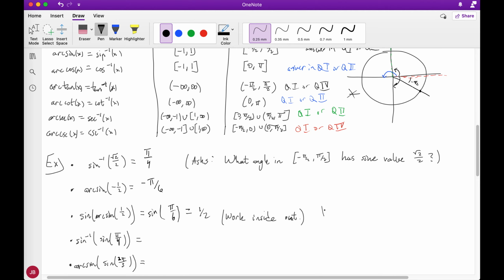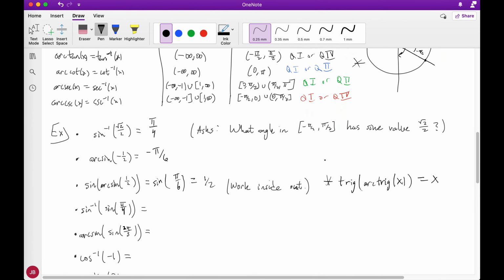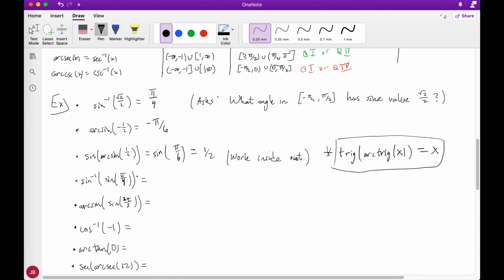And so, in fact, you can write this down and take it to the bank. If you have a trig function evaluated at an arctrig function, then they actually cancel each other and you just get the inside. The other way does not work, but this way does.